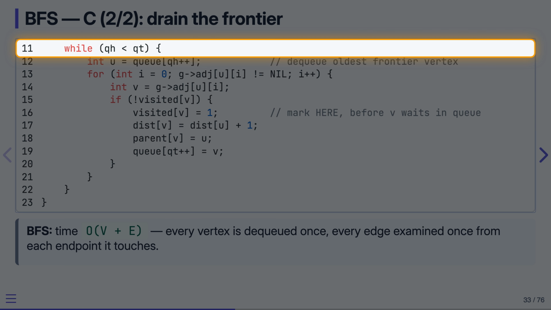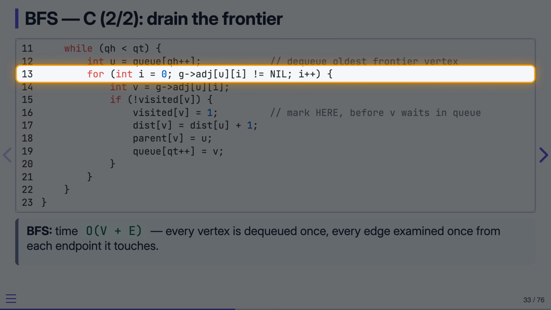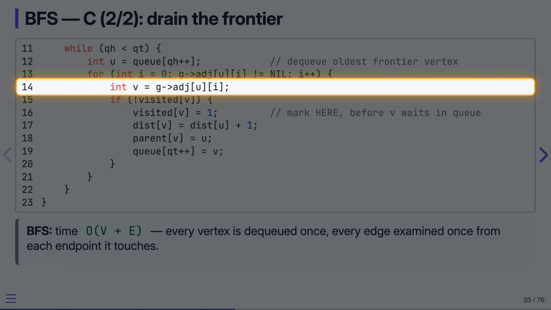The main loop runs while QH is less than QT. That simply means the queue still has vertices waiting. We dequeue the oldest frontier vertex into U; we read Q at index QH. Then QH increases by 1. This loop scans U's neighbors. It walks the adjacency list until it hits the null marker at the end. We copy the current neighbor into V, so the rest of the block reads more easily.